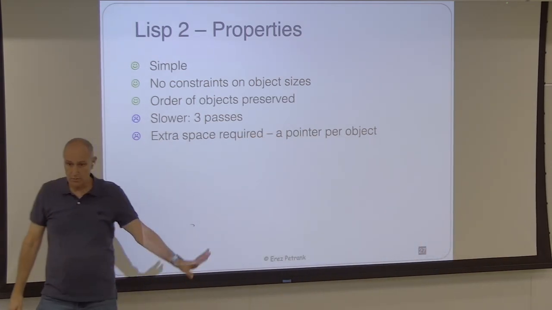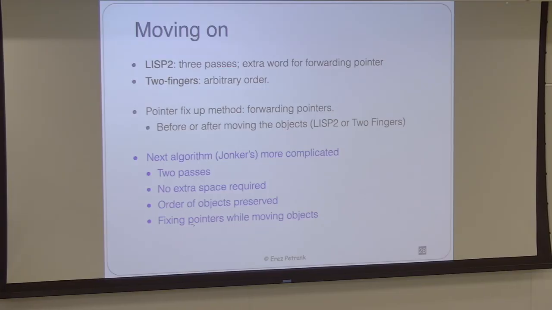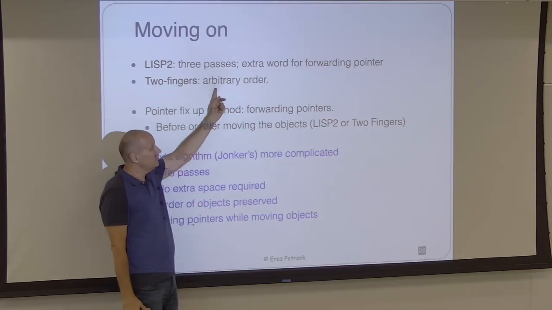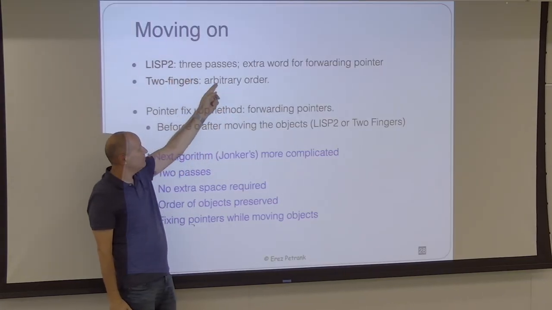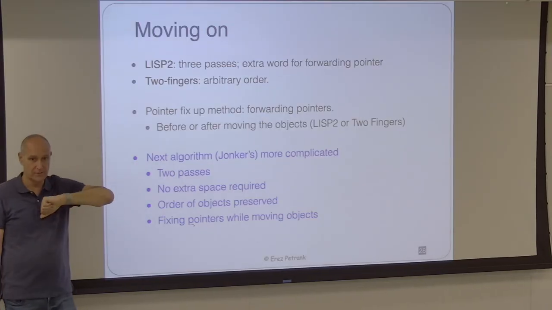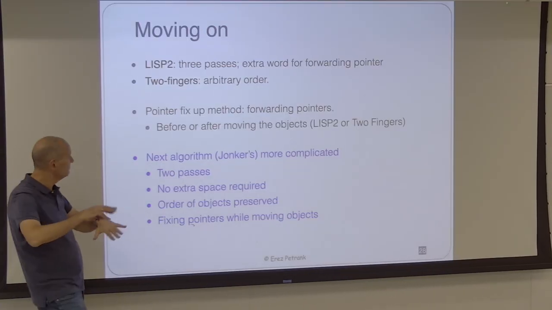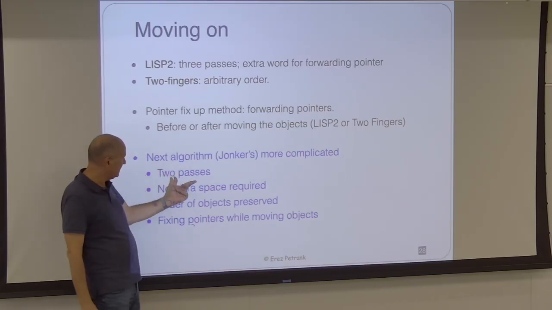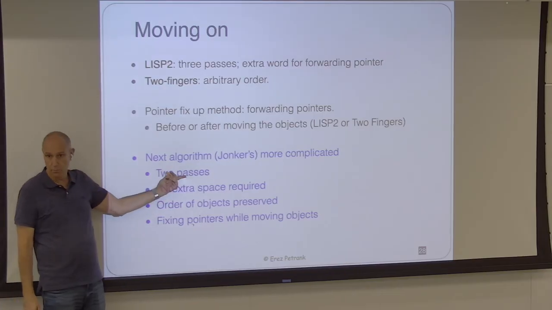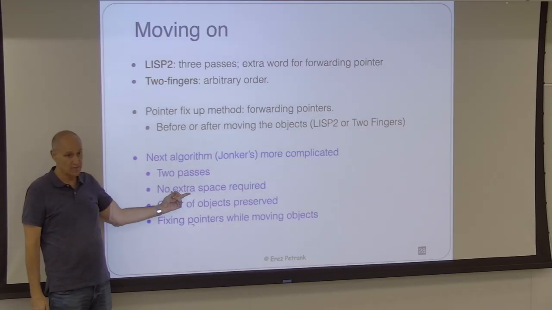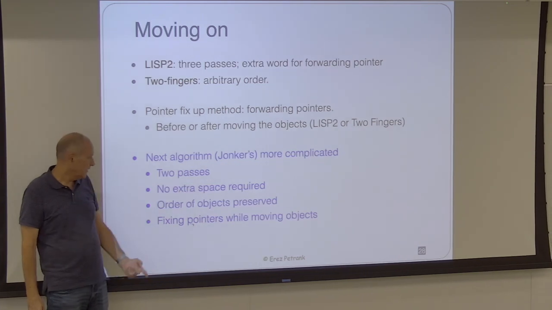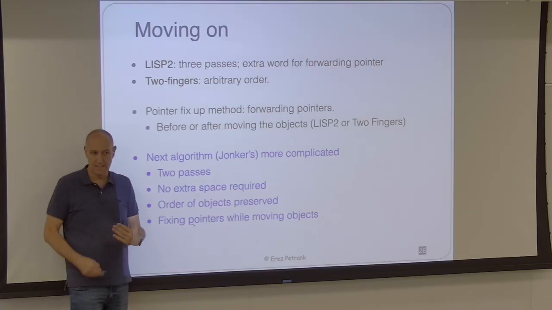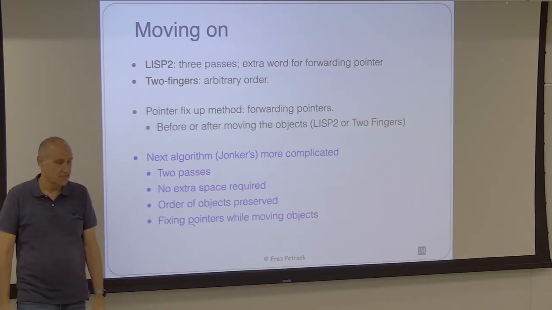Okay, cool. So this is our second. We had one that was bad because of arbitrary order. We had one that had 3 passes and an extra word, and we want to do better than both, like try to get the best of both. So the next algorithm, Jonkers, we're going to get 2 passes and no extra space. We'll not need the extra word. And the order of objects is going to be preserved. And we'll see how it's done.